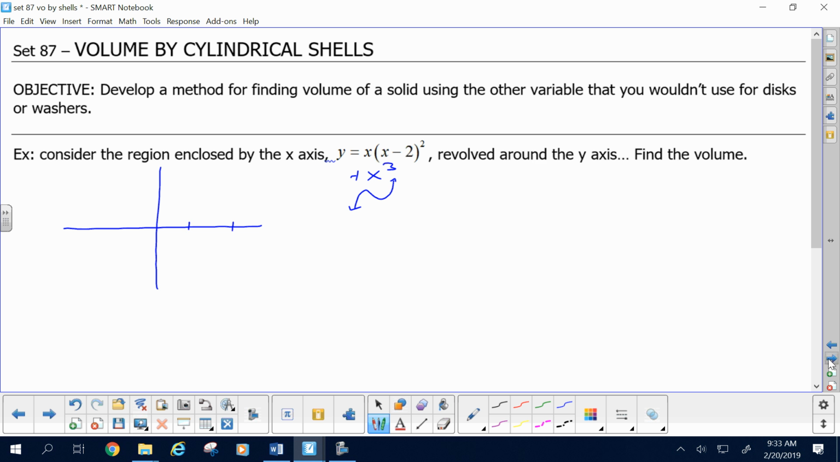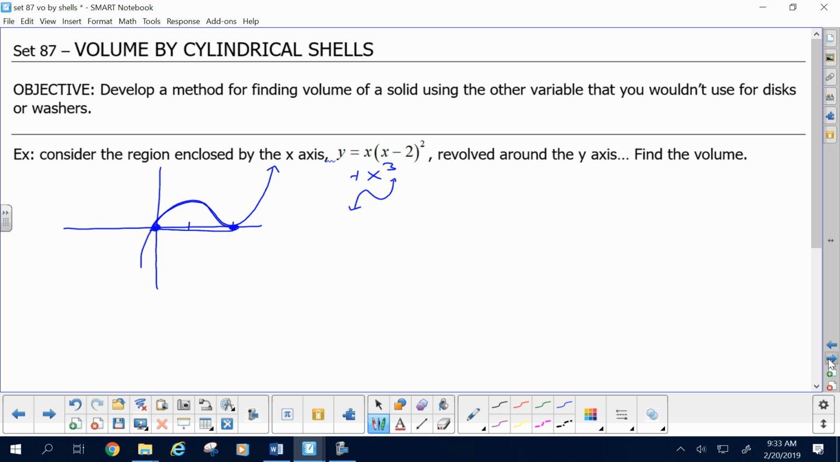And the 0 at 0, does it pass through it or bounce off of it? Passes through. And the 0 at 2, it bounces off. So the graph looks like this. The part that we're interested in is the part that's enclosing a region with the x-axis, so this region here.